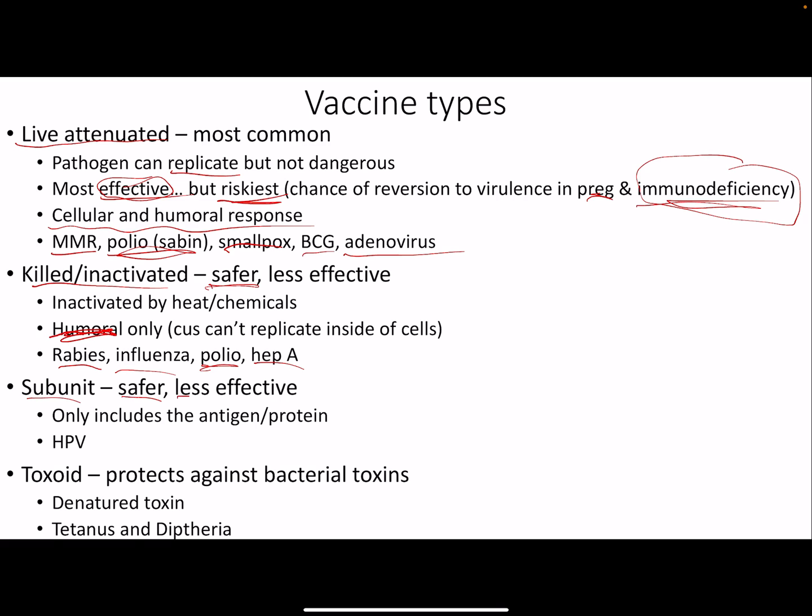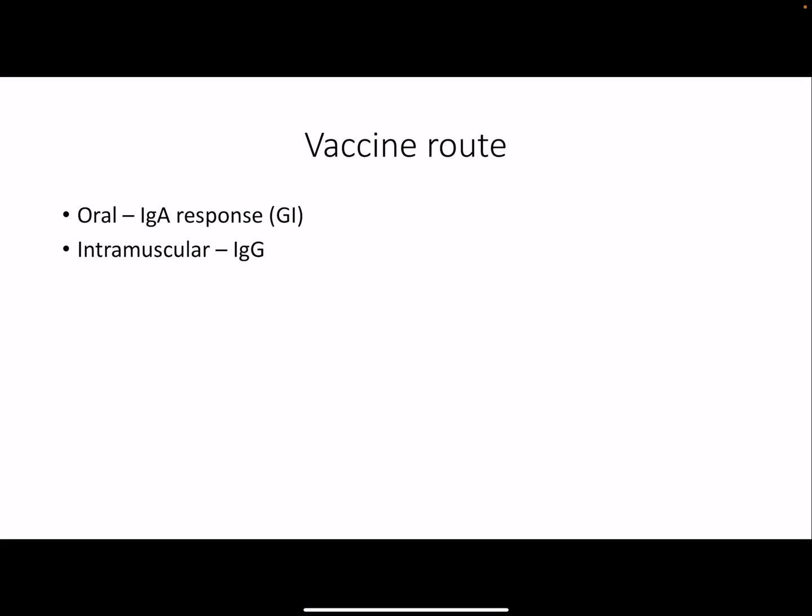Subunit similarly is safer, but it's less effective. HPV: rather than the entire virus being denatured, we're just taking one part of the HPV virus and infecting with that, and then you should get some small crumb of immunity. And a toxoid, so protecting against a bacterial toxin. It's similar. We take a denatured toxin, and we'll do this for tetanus and diphtheria, which you guys will talk about in the bacterial system, which secrete these toxins. And I guess anti-venom serum would be similar.